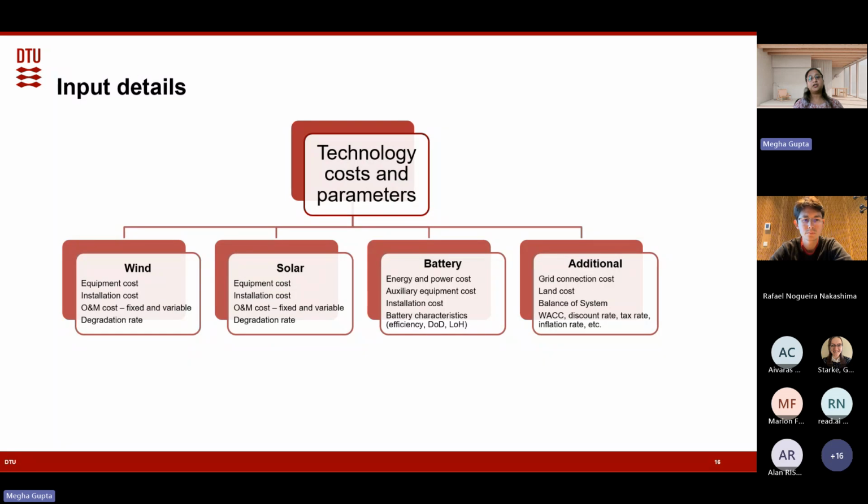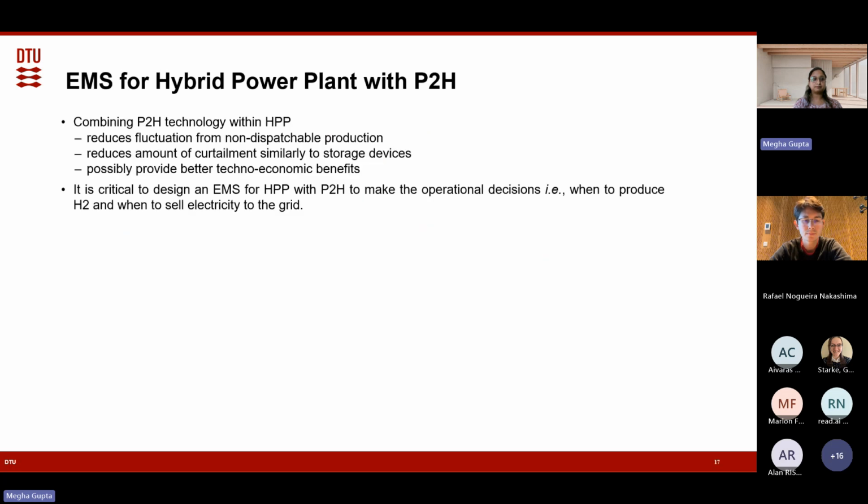And additionally, we need to provide the grid connection cost. This is an important aspect, because a lot of electrical infrastructure is required for connecting a plant to the grid. So that grid connection cost also matters a lot, and this cost definitely increases a lot if the plant is offshore in comparison to the onshore configuration. And then we also have to provide balance of system cost and discount rates, tax rate, inflation rates, etc. for doing the financial evaluations.